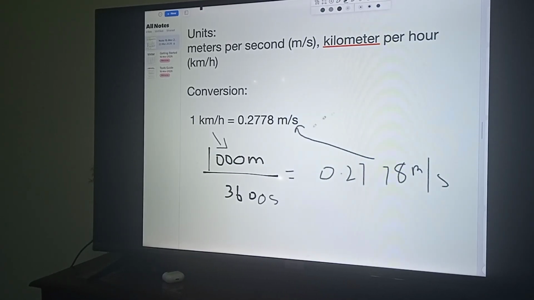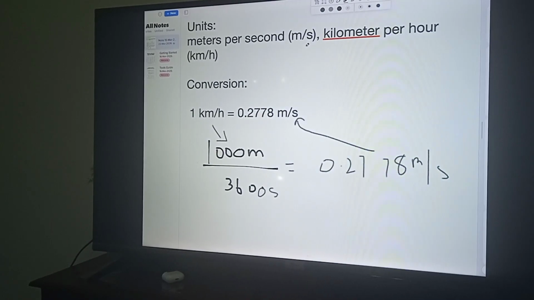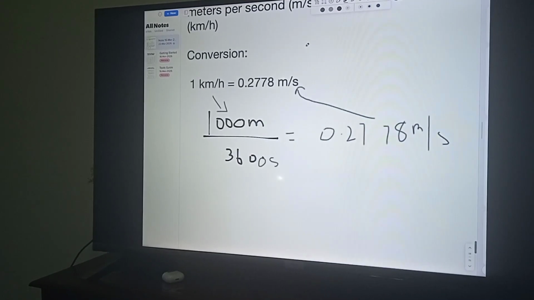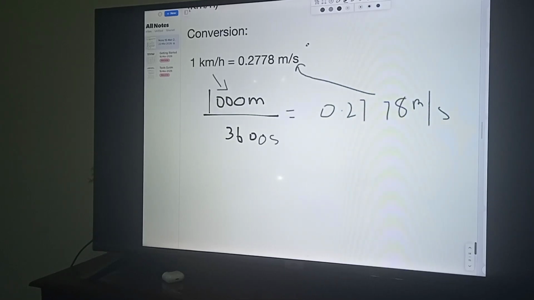So this was all about measures of units and their conversion.